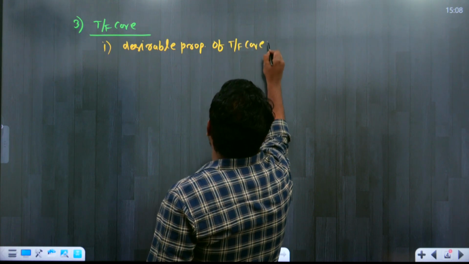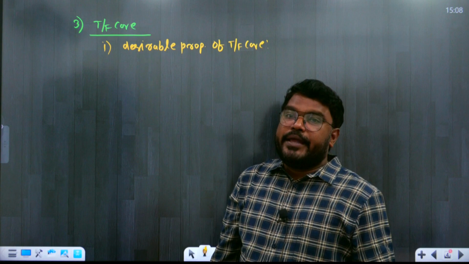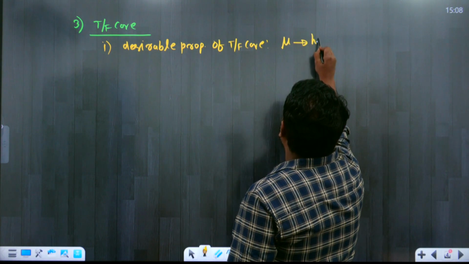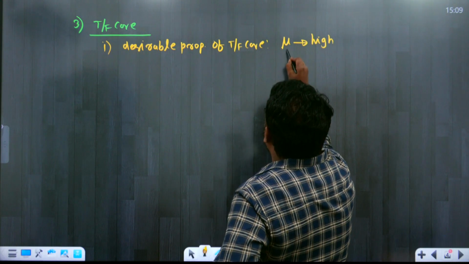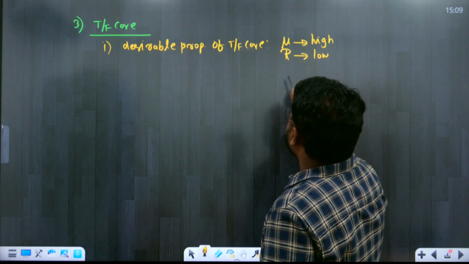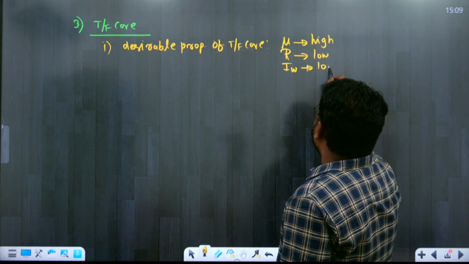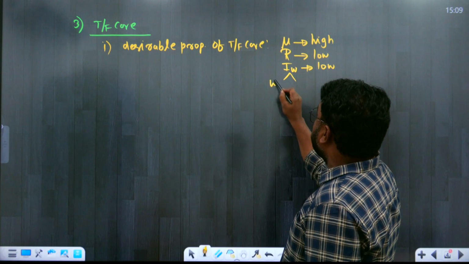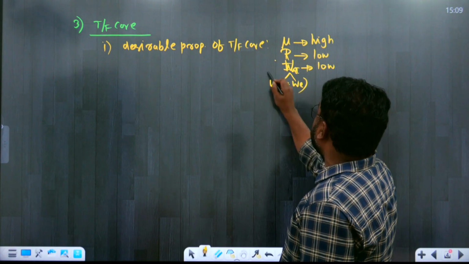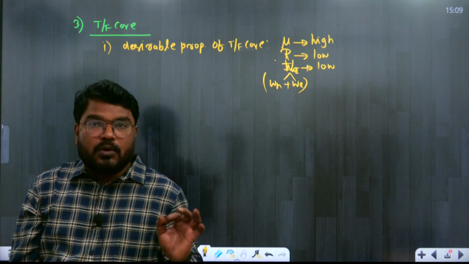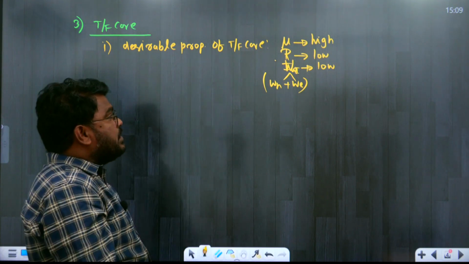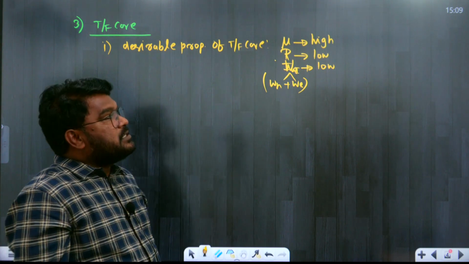The transformer core should have a high value of permeability and a low value of reluctance. One more desirable property is that the iron losses should also be low. Iron losses are the sum of the hysteresis losses plus the eddy current losses. So the transformer core should have a low value of reluctance, a high value of permeability, and a low value of iron losses. These are the desirable properties of the transformer core.